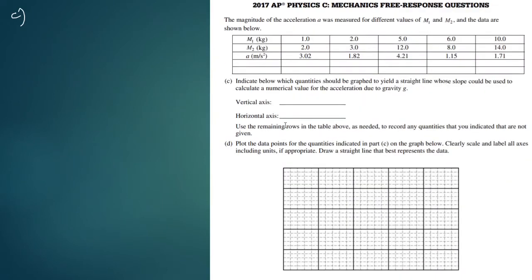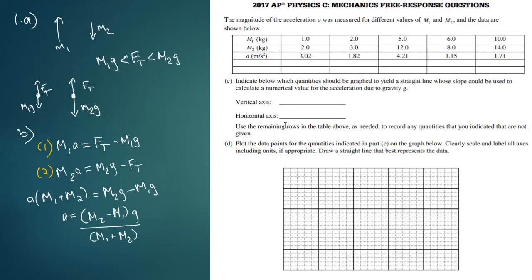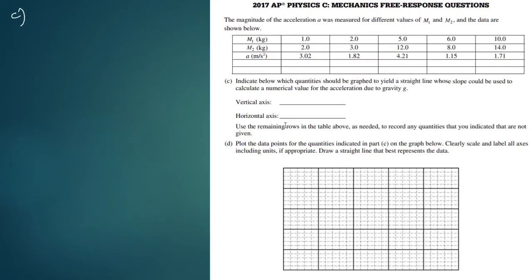For part C, it says indicate below which quantity should be graphed to yield a straight line whose slope could be used to calculate a numerical value for the acceleration due to gravity g. And then we're given a data table to use when we actually do our plot in part D. So what I noticed is that based on the equation that we just found, relating acceleration, this value involving all the masses and gravity, I can rearrange to solve for gravity as being acceleration divided by this entire quantity of mass.